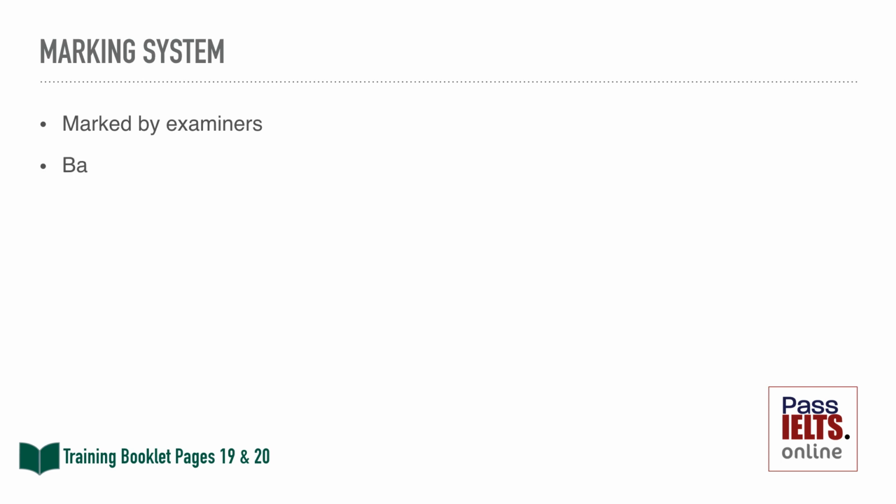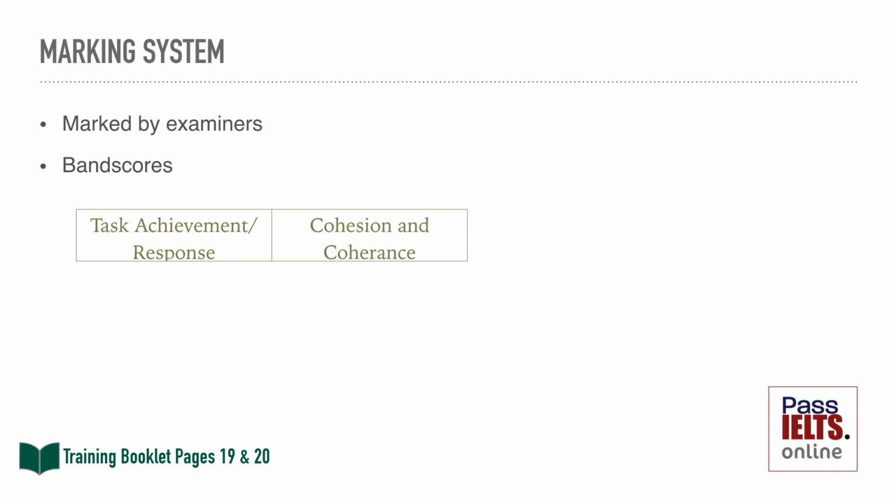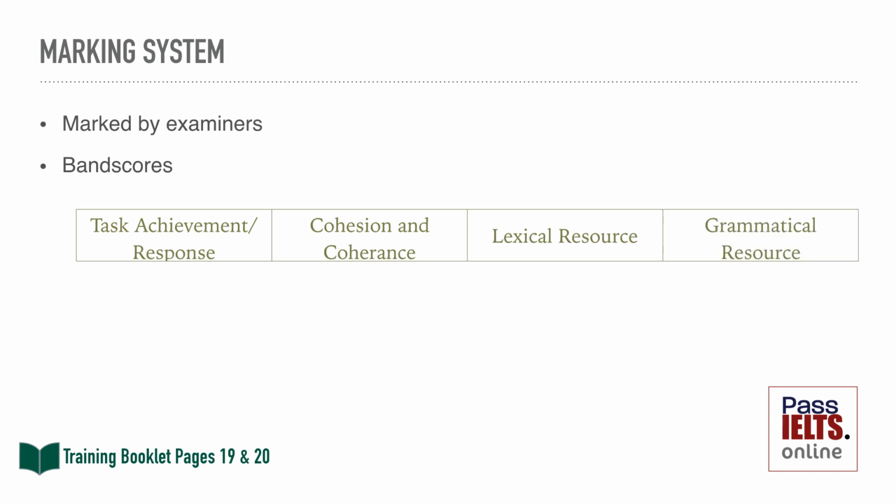They use this and their training and experience to give you a band score, and there are 4 criteria for each task. Firstly, there's task achievement or response, which means answering the question. Task achievement is for task 1 and response for task 2. The second criterion is cohesion and coherence, which is how fluent your writing is and how easy it is to follow. Then you have lexical resource, which is vocabulary, and lastly grammatical resource, which is grammar. We look at each of these categories in the relevant lessons, and you can find the band score criteria in your training booklets.